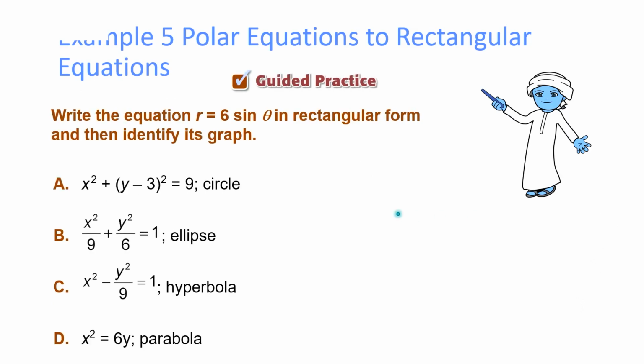Go ahead and practice. Write the equation r equals 6 sin theta in rectangular form and then identify its graph. Once you're done, just come back and have a look at your answer. The correct option is x squared plus (y - 3) squared equals 9, which is a circle.